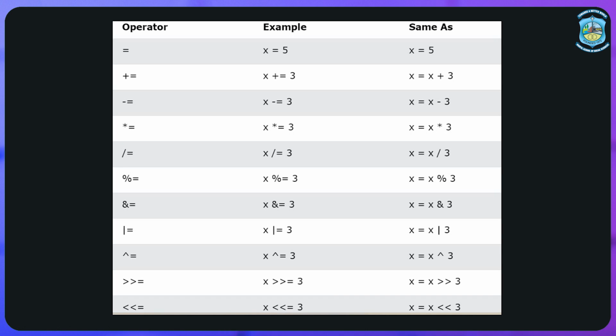Next concept is assignment operators. What are assignment operators? These are mostly used in C++ depending on the need of the program. The first one, equal to, stands for simple assign.